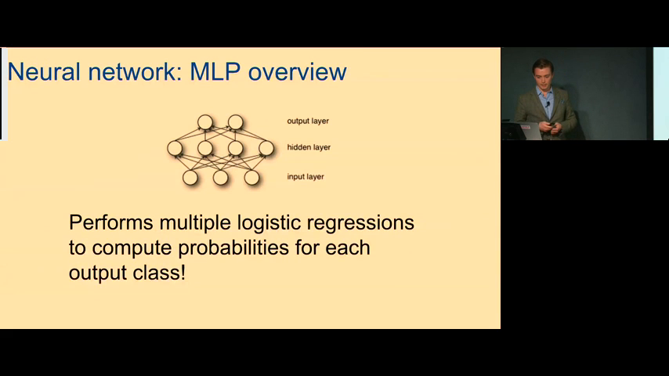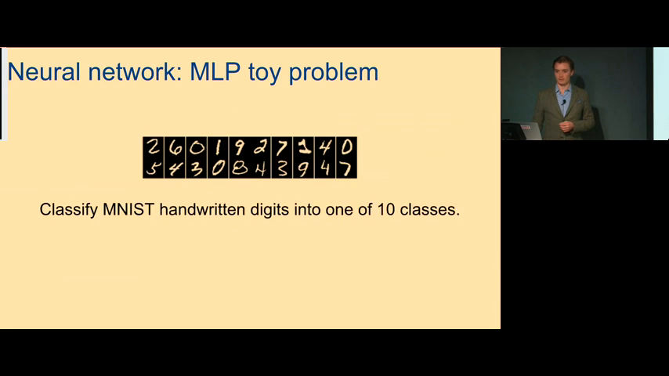Essentially, an MLP is a multilayer perceptron, which is your basic feed-forward neural network. Essentially what it's doing is its output is a bunch of multiple logistic regressions. You're getting a bunch of probabilities as the output of what each class is in your final vector of outputs. Now we're going to do a little toy problem.